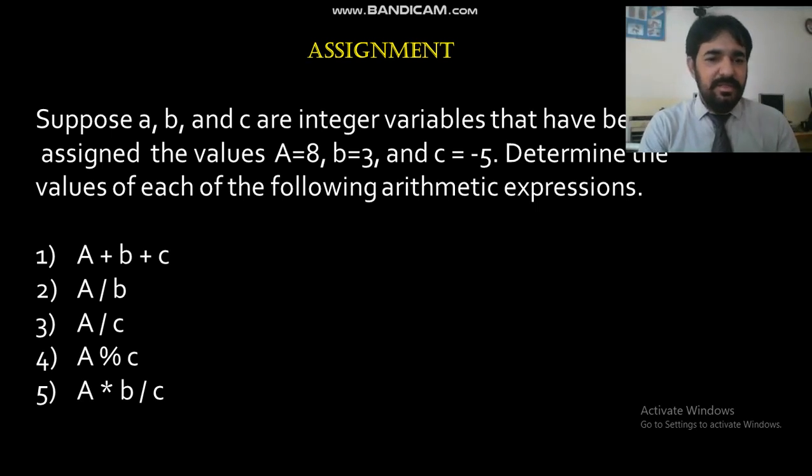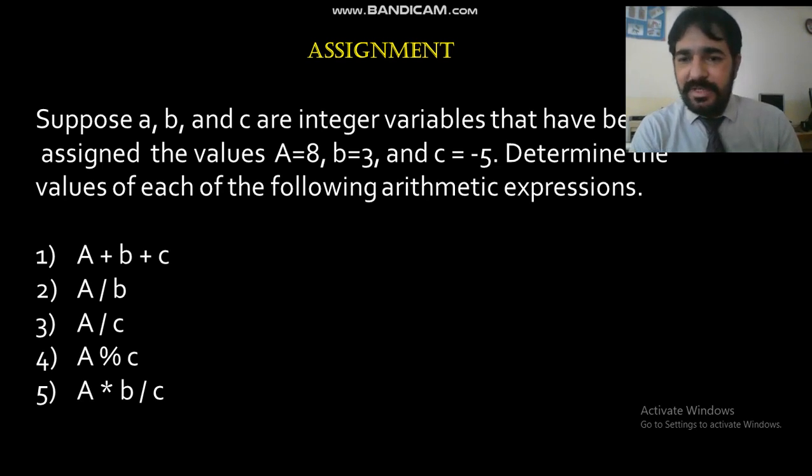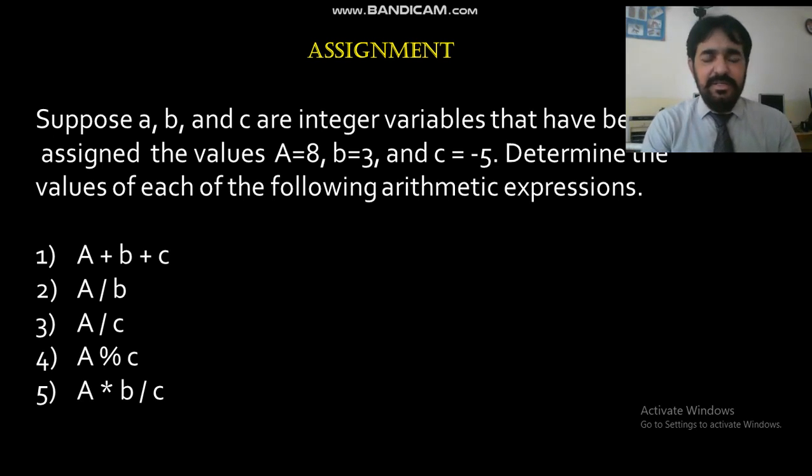So here is an example. Suppose a, b and c are integer variables with assigned values: a equals 8, b equals 3 and c equals -5. Now you have to determine the values of the following arithmetic operations. Number one is a plus b plus c. Then a divided by b, a divided by c, a percent c, a multiplied by b divided by c.